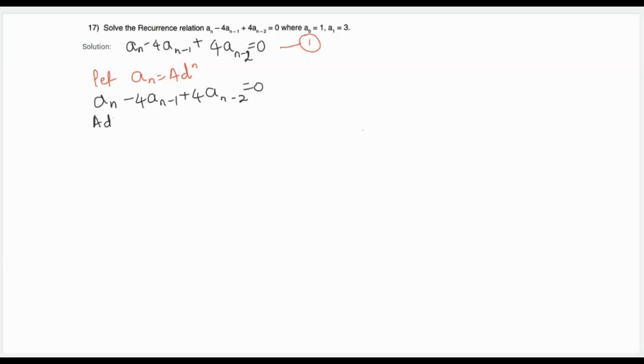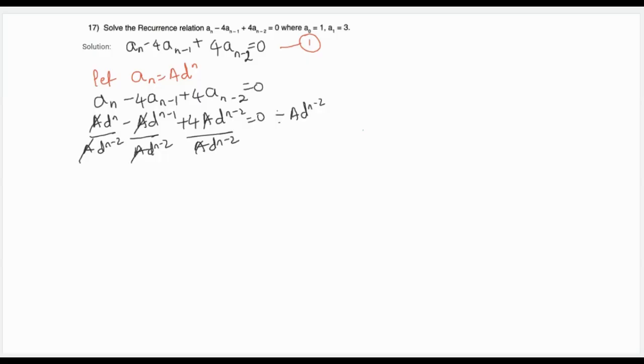So it will be A d power n minus 4 A d power n minus 1 plus 4 A d power n minus 2 equals 0. Now dividing throughout by A d power n minus 2, the A and A cancel. Using the formula of indices, a power n by a power m will be a power n minus m, so we'll be subtracting the powers there. So it will be d power n minus n plus 2, that will become minus 4 d power n minus 1 minus n plus 2.